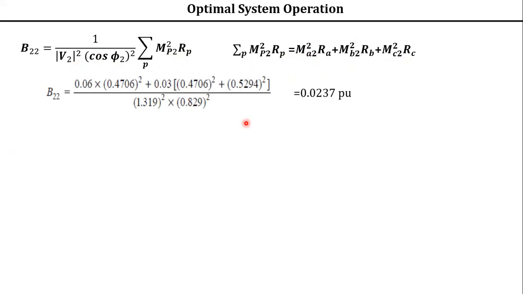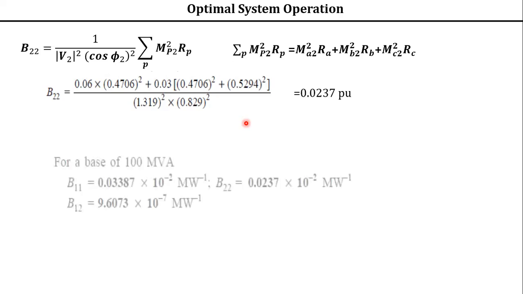We have determined that B12 is equal to B21. Because there are two plants, the B coefficients will be 2 cross 2. If there are 3 plants, the B coefficients will be 3 cross 3. Please remember. B11 and B22 are diagonal elements, and the off-diagonal elements are B12 equal to B21. B12 we have already determined, and this is B22 in per unit.